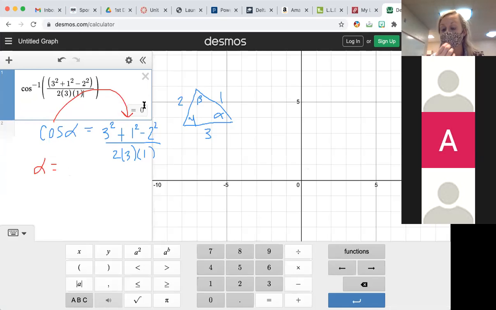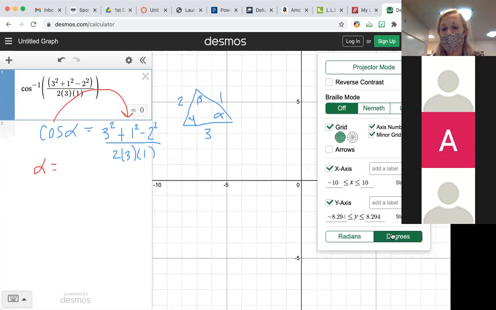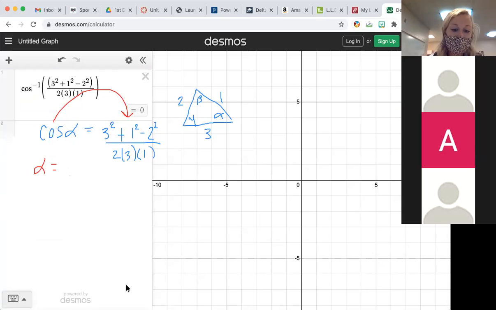0. So even if you accidentally left this one in radians, because I think I did, 0 radians and 0 degrees is the same thing. It basically means there's no angle. If angle alpha is 0, then that means I don't have this third angle over here. So basically what this means is instead of a triangle, we just have a straight line.